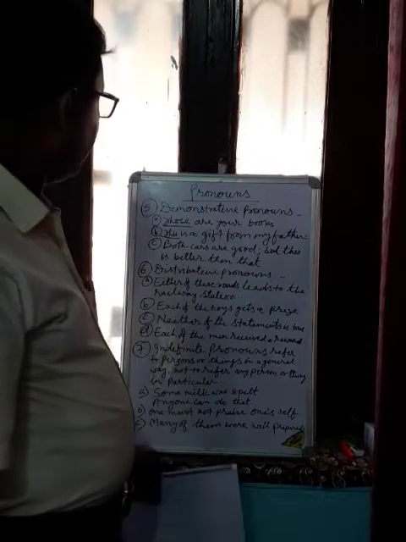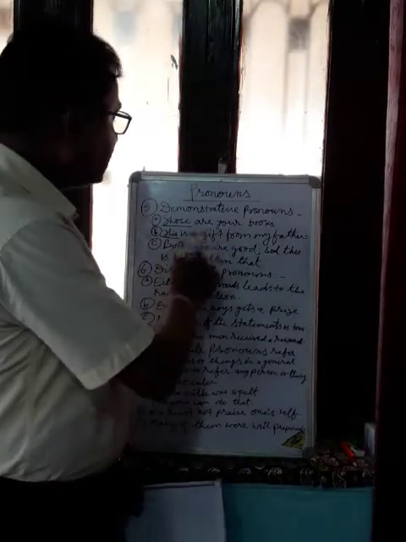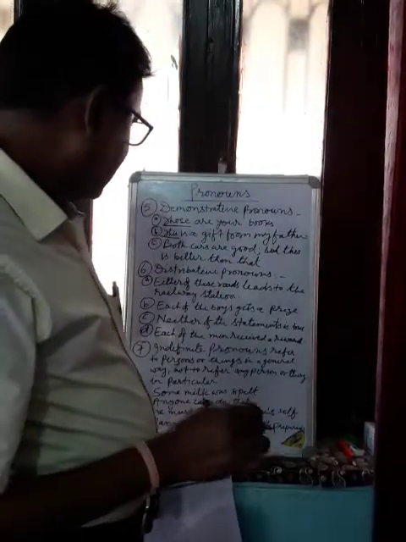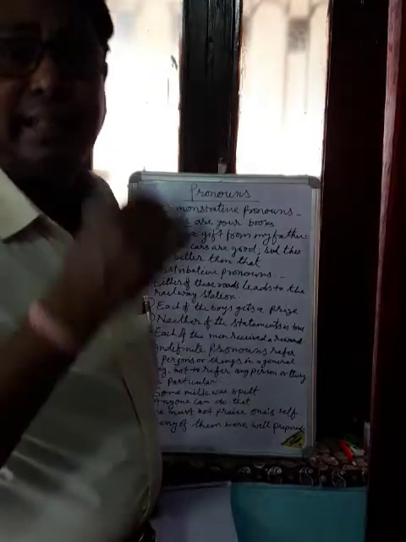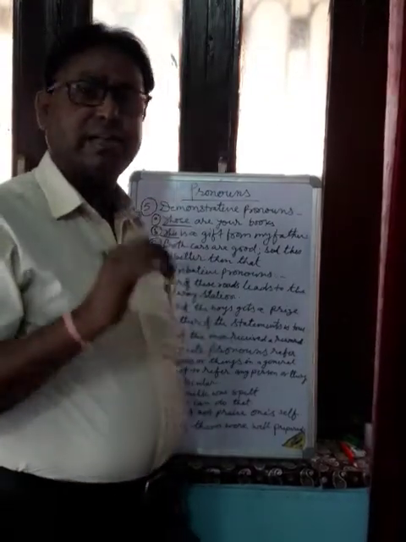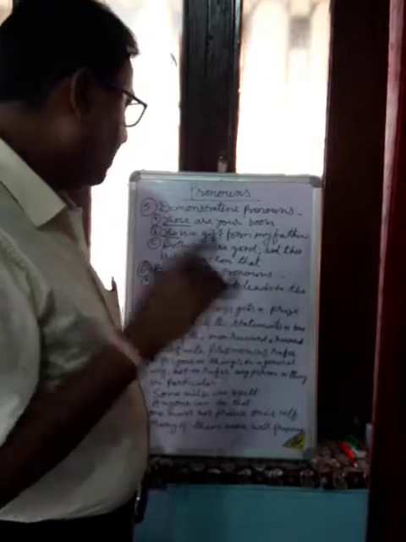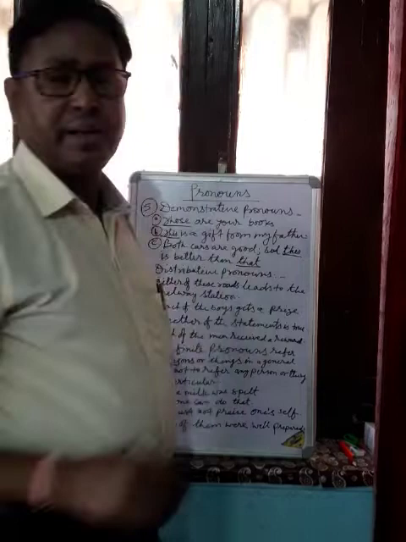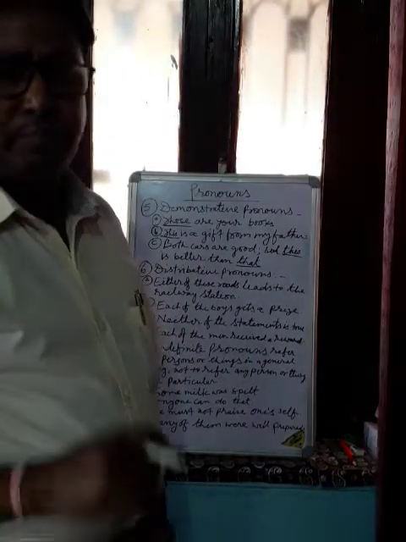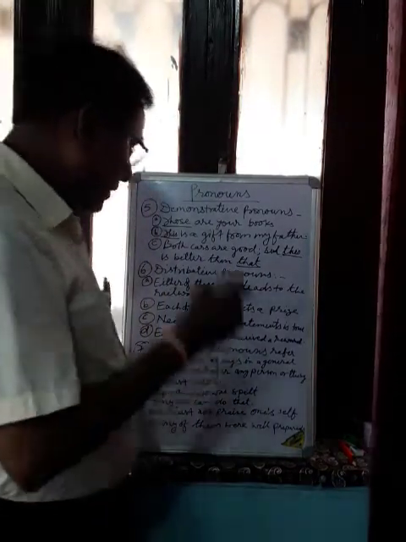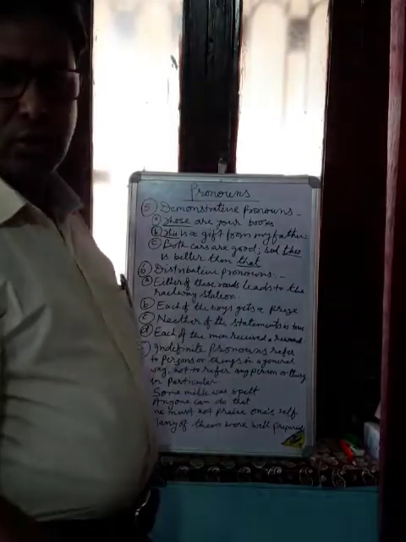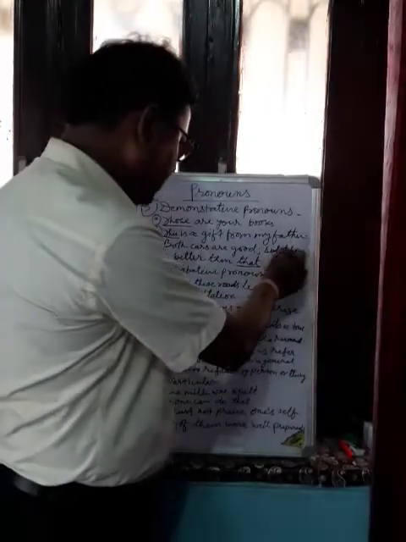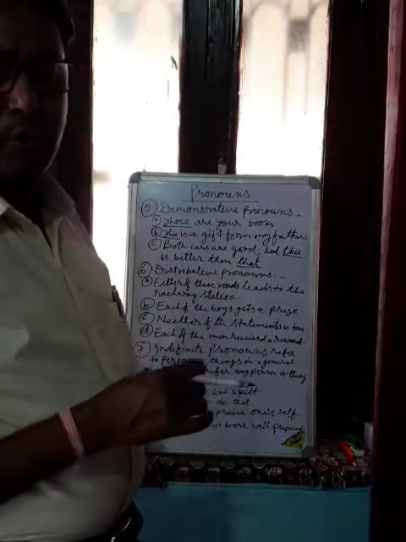Let us see: both cars are good, but this is better than that. This and that in this sentence are demonstrative pronouns. This shows something very close, and that means which is far from us. So this and that are demonstrative pronouns in this sentence.